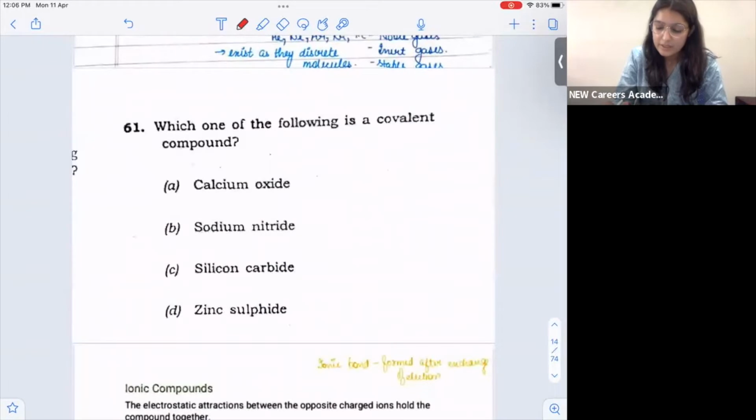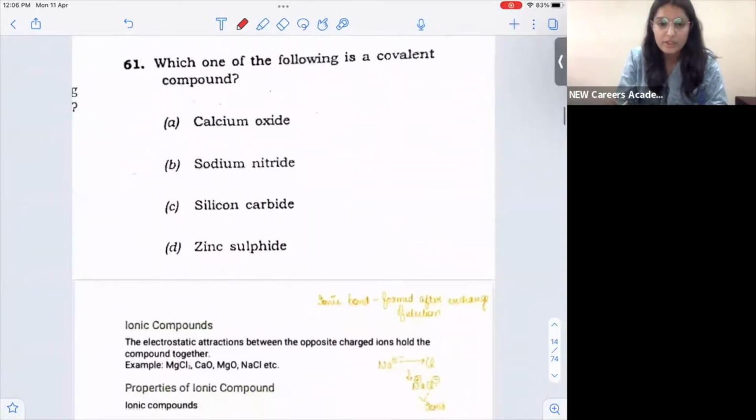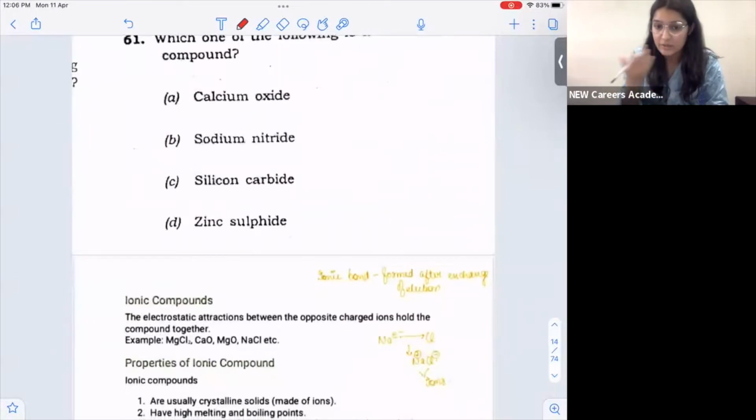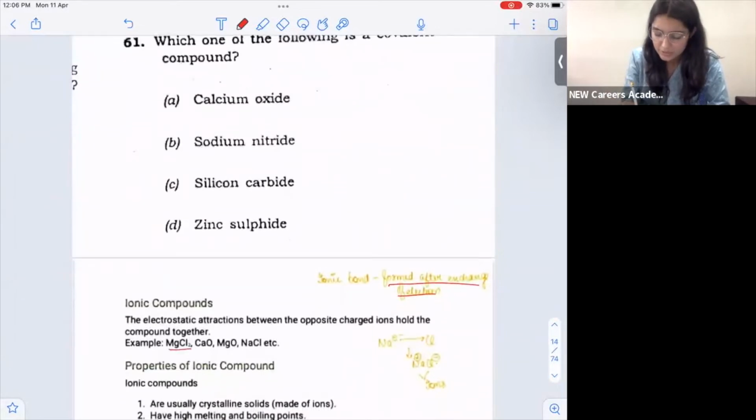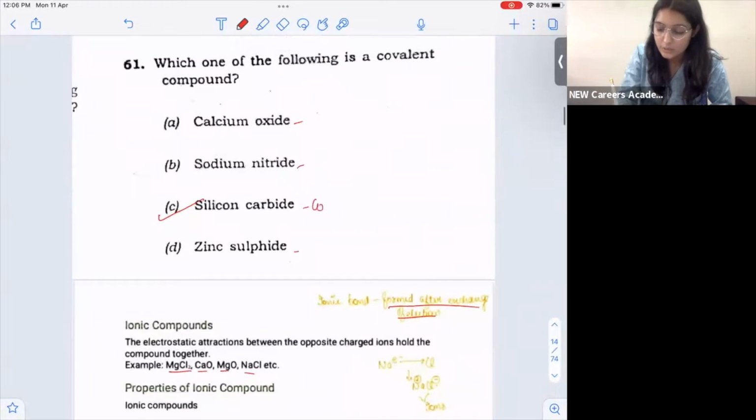Which one of the following is a covalent compound? Okay, here you are given ionic compounds. What are ionic compounds? Formed by exchange of electrons. Some examples are magnesium chloride, calcium oxide, magnesium oxide, NaCl. So we know that calcium oxide is ionic, sodium nitride is ionic, zinc sulfide is ionic, silicon carbide, having silicon and carbon, this is a covalent compound. Others are ionic.